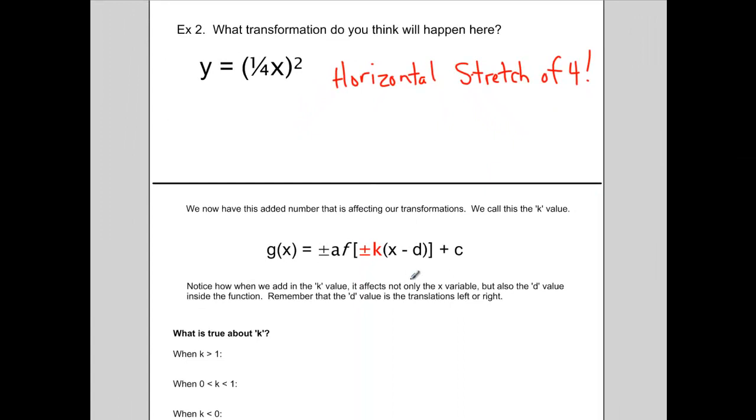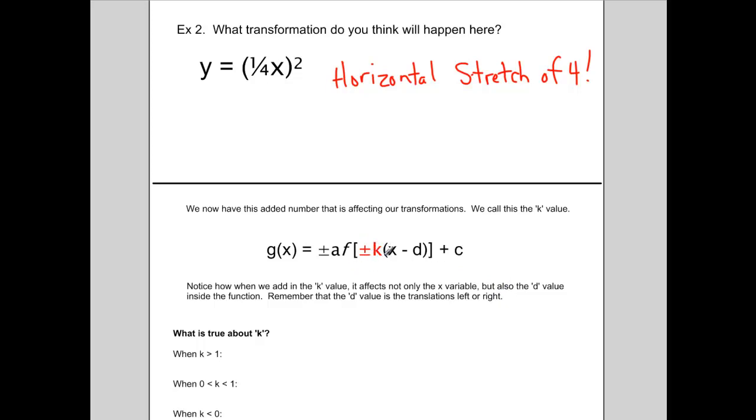So now we've added this extra k value, we're going to call it, in front of our x term in the transformations. So we have the plus minus out front, which deals with the vertical reflections, or reflections over the x-axis. We have our a value that's there, which deals with the vertical stretches or compressions. When a is greater than 1, it's a stretch. When a is less than 1, it's a compression. Our d value here is still determining if we go left or right. The c value here is determining if we go up or down. And now our new plus or minus k, we've added to this transformed notation. So the plus minus, we haven't talked about yet.